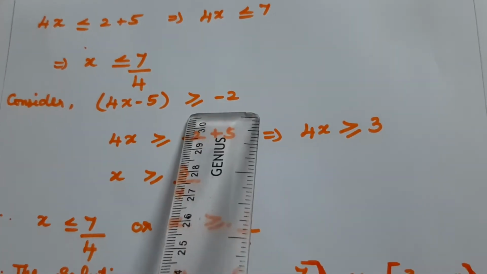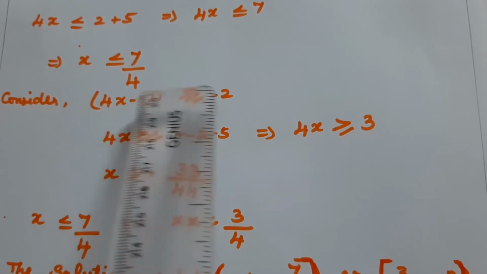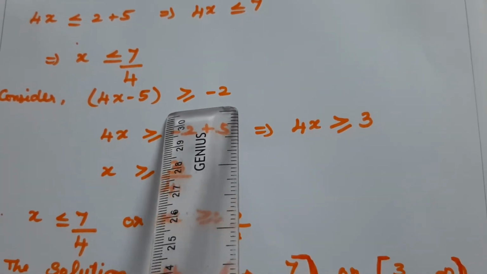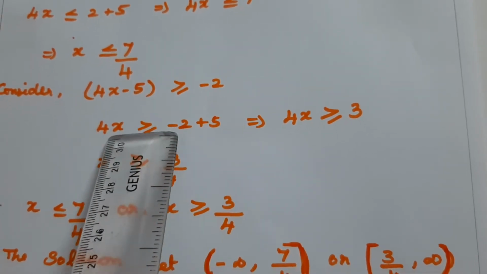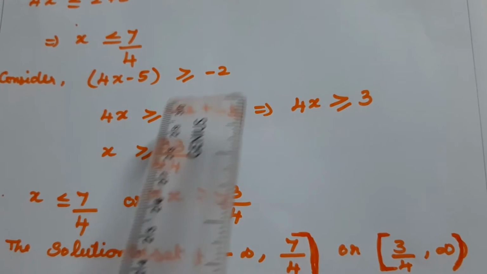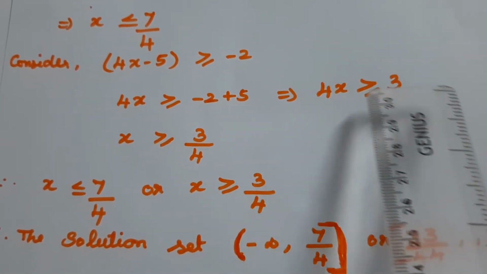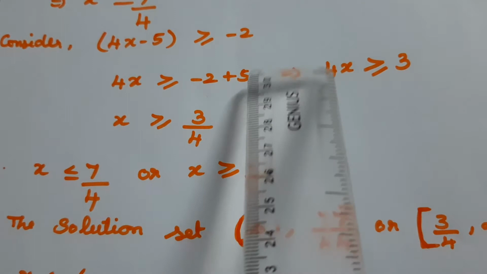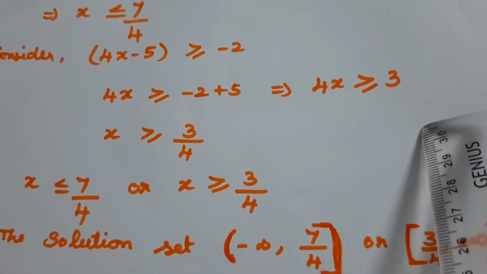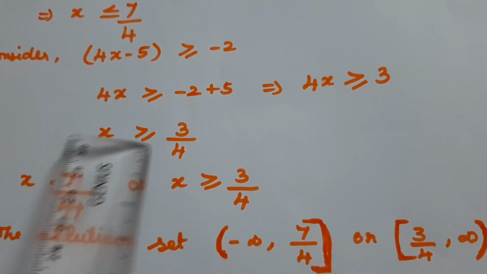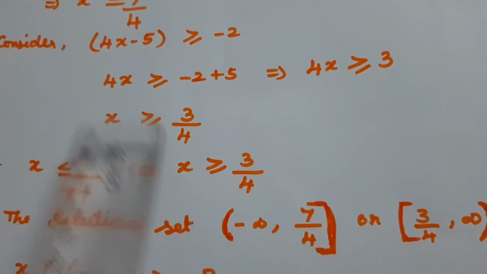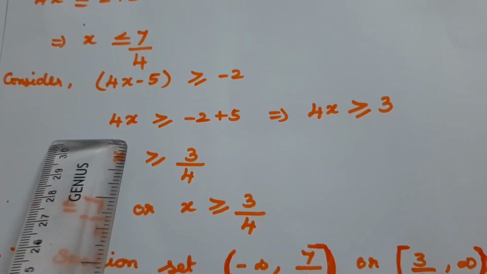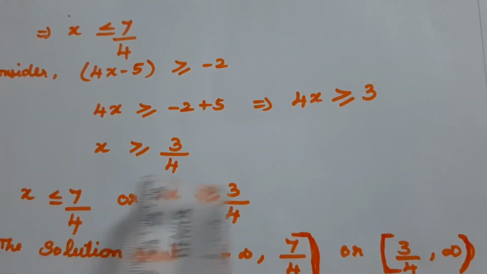Consider the other one, x is greater than or equal to r. So 4x minus 5 is greater than or equal to minus 2. Bring your minus 5 to the other side, it becomes plus 5. So you have plus 5 minus 2 gives you the answer 3. That is 4x is greater than or equal to 3. Bring the 4 to the other side, that becomes divide by 4. Therefore x is greater than or equal to 3 by 4. Now we got the values. x is less than or equal to 7 by 4 or x is greater than or equal to 3 by 4.